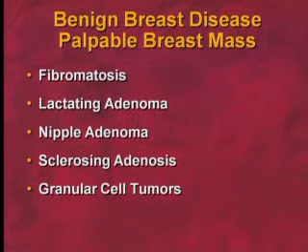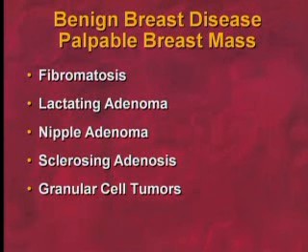Other forms of palpable breast masses are fibromatosis, lactating adenoma, nipple adenoma, sclerosing adenosis, and granular cell tumors. Fibromatosis is a palpable breast mass that adheres to the chest wall. Lactating adenoma happens during pregnancy, can grow very large, but typically does resolve thereafter. They do need to be followed. If not resolved, surgery is indicated.